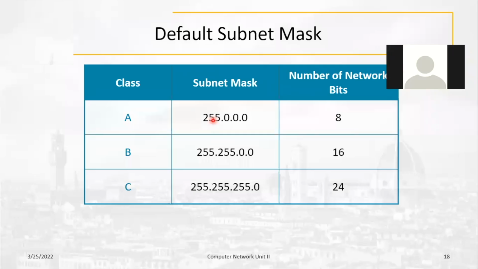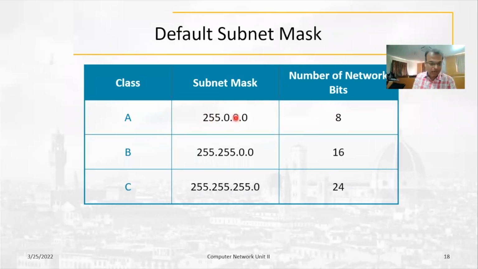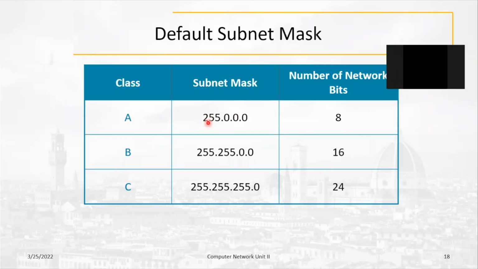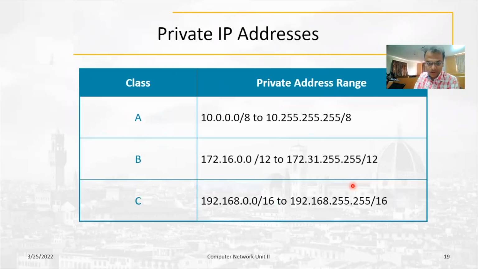So that value becomes the subnet mask. And when you AND this data with any class A IP address, you will get the network address. That example we have seen in the last session. Similarly, this is the subnet mask for class B, and this is the subnet mask for class C. And these are the network bits for class A, class B, and class C that we have seen last time. Now we'll see the new concept, that is private IP addresses.